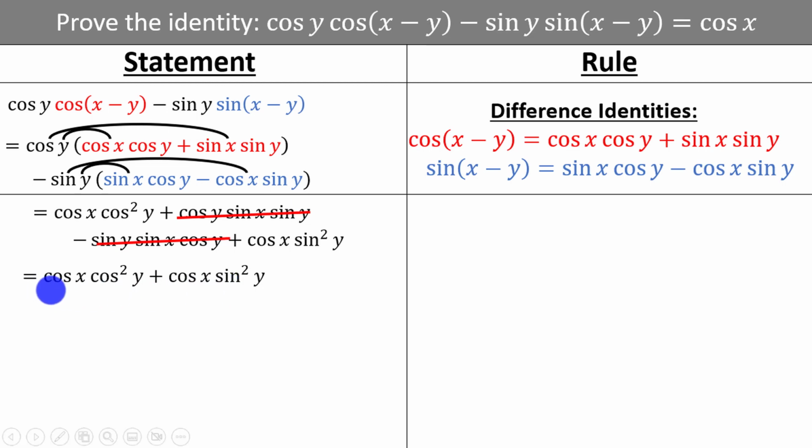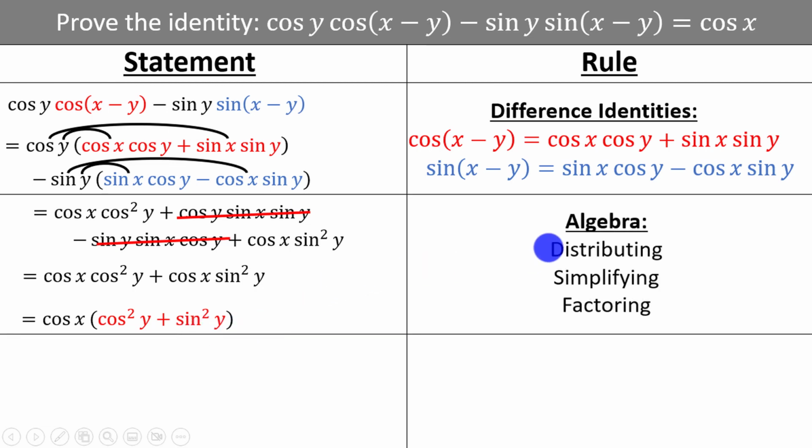We can factor out a cosine of x, since both terms have a cosine of x. We will be left with cosine of x times cosine squared y plus sine squared y. We justify the last several steps by algebra, distributing, simplifying, and factoring.